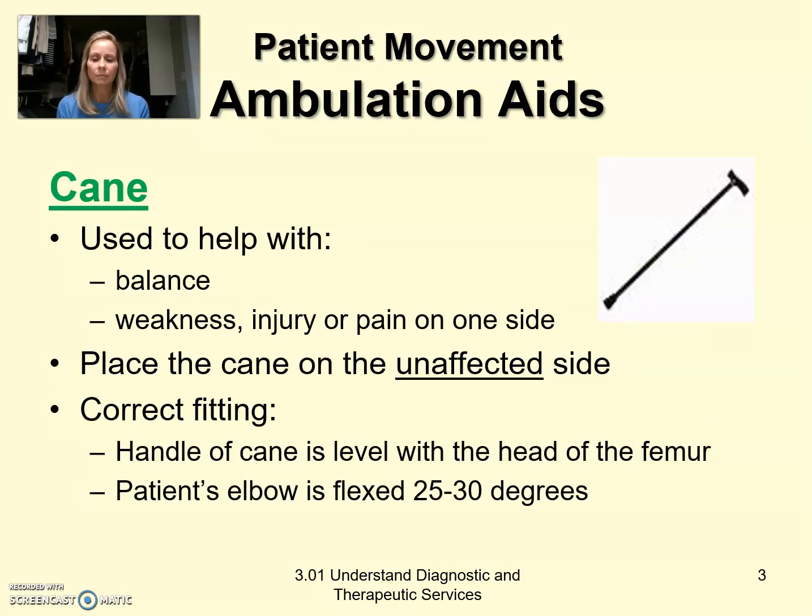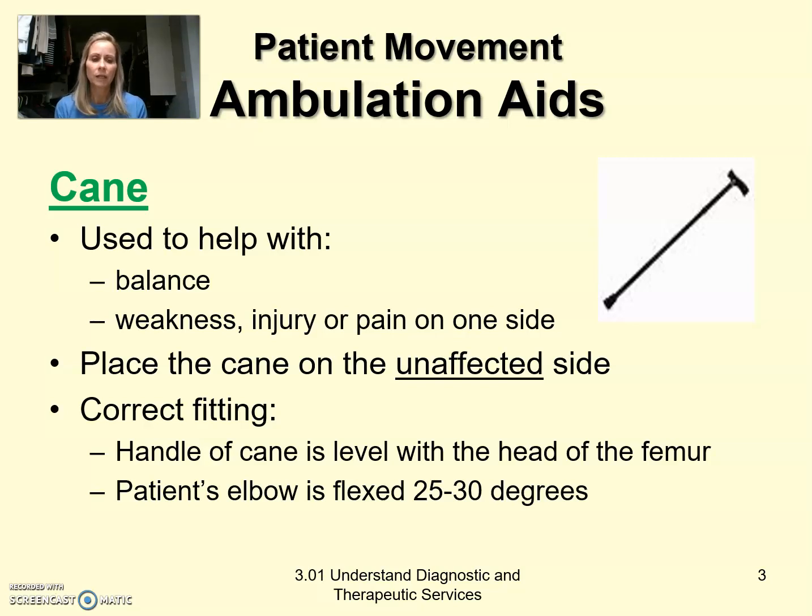Again, a cane is mainly for balance. There are different types of canes. A single point cane, which is what's in the picture. This is a single point because there's one point on the end. That would just be used for balance. So someone who maybe just gets off balance easily. Maybe they've had a very slight stroke and still have the use of all of their extremities, but they tend to get a little dizzy sometimes or get off balance.